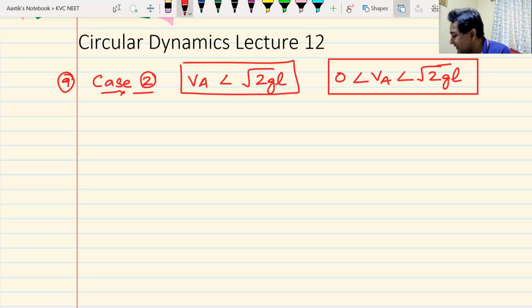Now use your common sense and tell me, what will happen if I give it a velocity or speed which is less than root 2GL? And trust me, there is no physics involved there. It's all common sense. Tell me what will happen. I'll give you a minute to think about it. Let me know your answer.